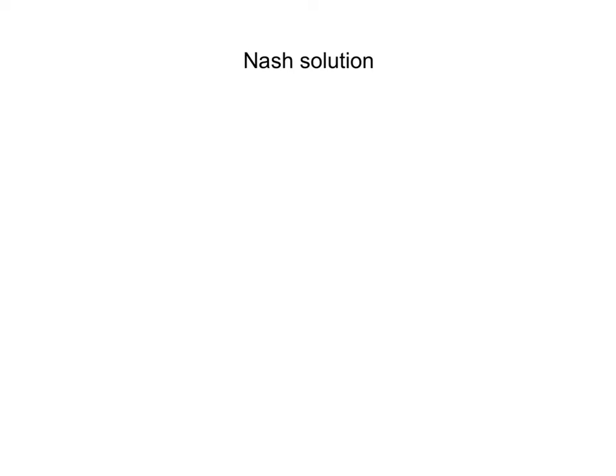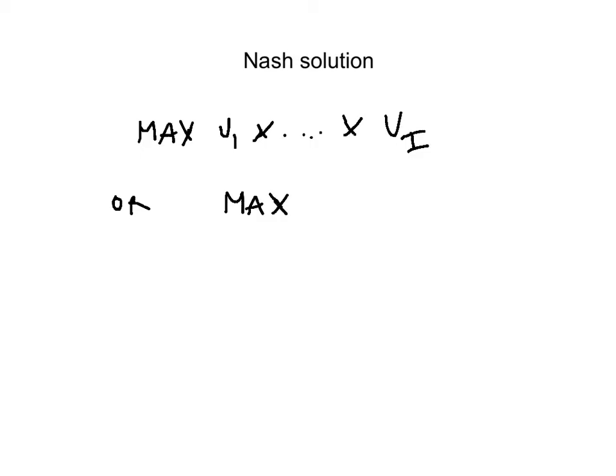The Nash bargaining solution is that which maximizes the product of utilities for all the parties. So we are maximizing U1 times U2 times Ui, which is equivalent to maximizing the sum of the logarithms for all the parties.